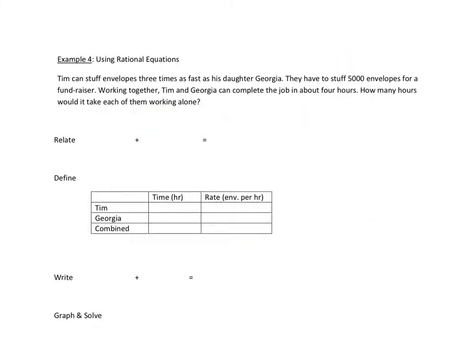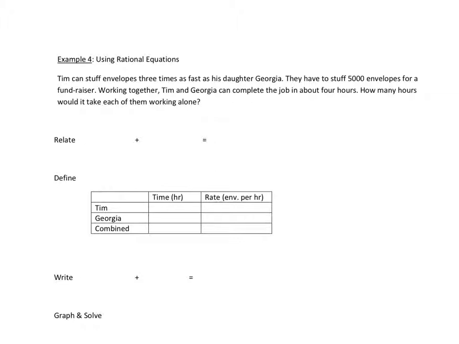All right. So we're going to use rational equations to solve our semi-real life problem. Tim can stuff envelopes 3 times as fast as his daughter, Georgia. They have to stuff 5,000 envelopes for a fundraiser. That's a lot. Working together, Tim and Georgia can complete the job in about 4 hours. How many hours would it take each of them working alone?